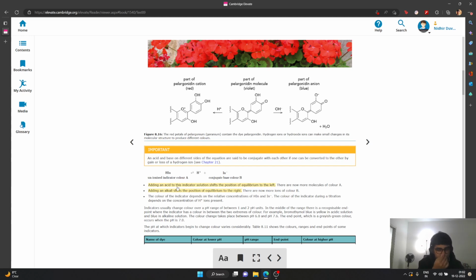Similarly, if the environment is basic, that means these H plus ions will be completely removed, since the hydroxide ions are proton acceptors. So the H plus is getting removed, and the indicator has an incentive to produce a lot more of it. So the indicator will move towards the right, producing a lot of color B. This is how, when you put an indicator in an acidic or a basic solution, it changes color.